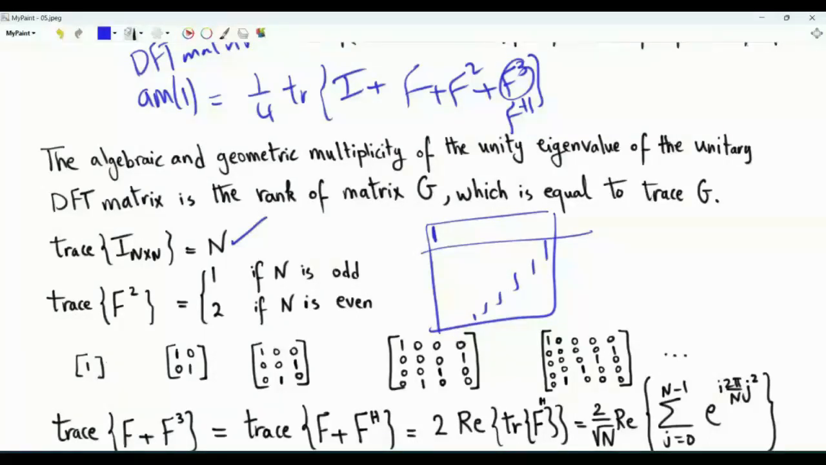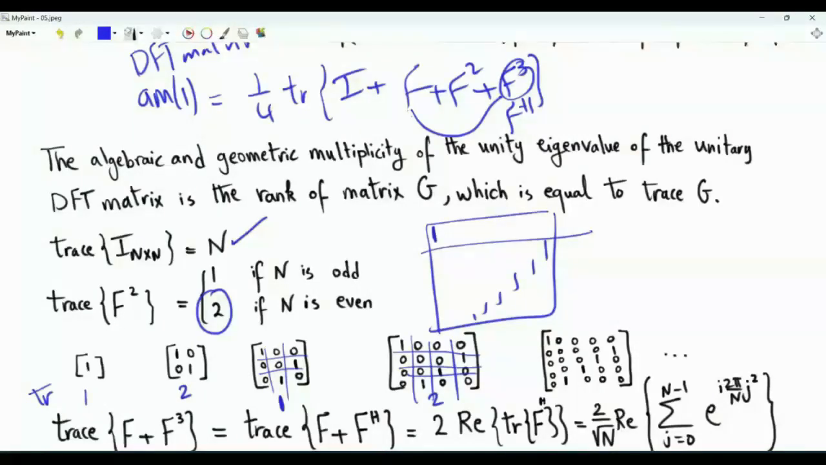If big N is equal to 1, then the trace is 1. If big N is equal to 2, then we have identity and the trace is 2. What if big N is equal to 3? In this case, the trace is equal to 1. And if N is equal to 4, now the trace is equal to 2, and so forth. The trace of F squared is 1 if big N is odd. The trace of F squared is 2 if big N is even.